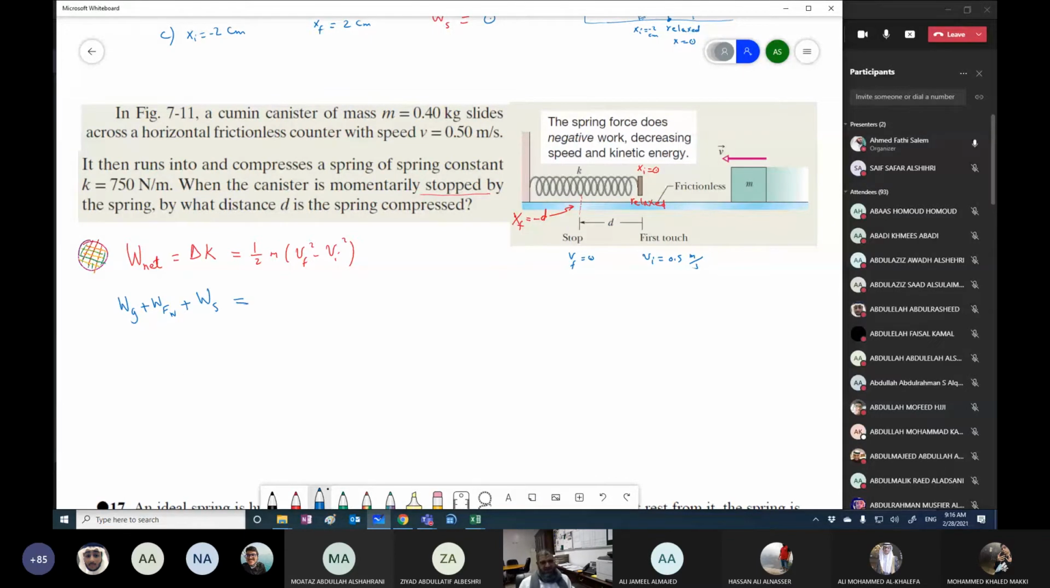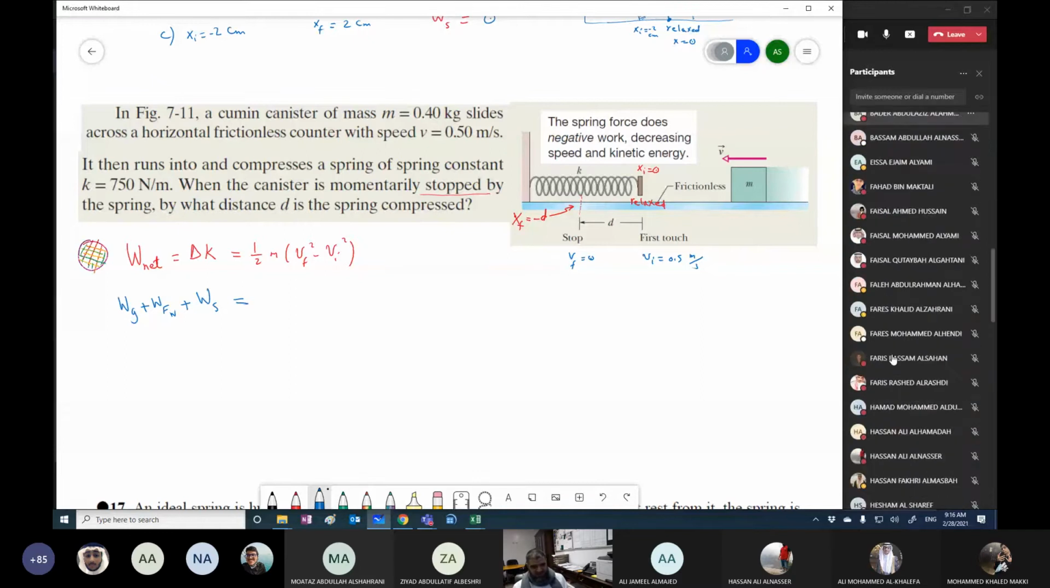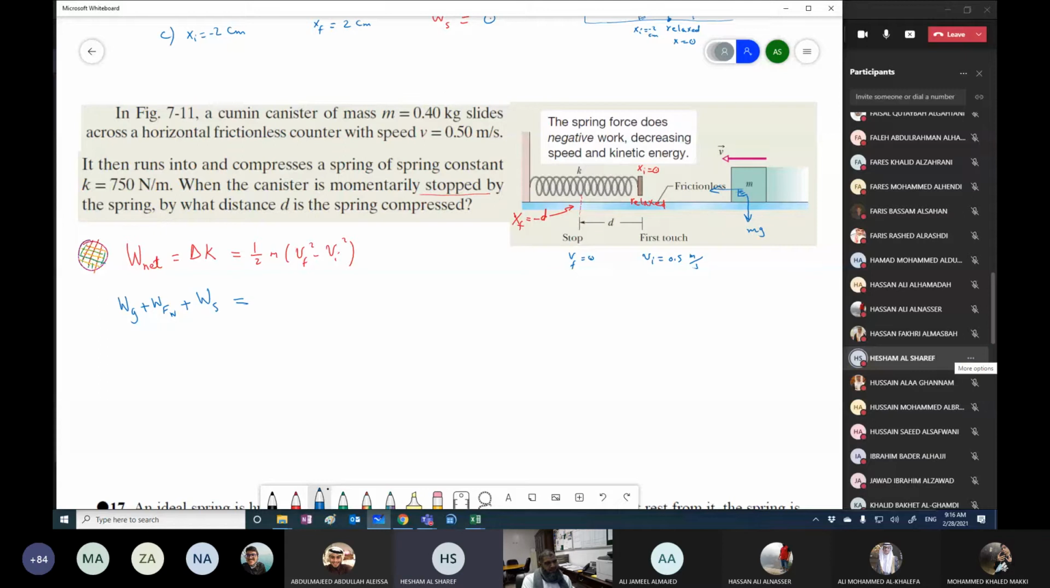How much is the work done by gravity, Hisham? We have someone named Hisham or Hashim. Can I ask a question, doctor? Just a moment, let's ask Hisham. Yes, doctor. Yes, Hisham. How much is the work done by gravity? This object is moving horizontally. Gravity, as you know Hisham, is downward like this, and the displacement is going this way. How much is the work done by gravity, Hisham? By gravity. Yes. Zero. Excellent.